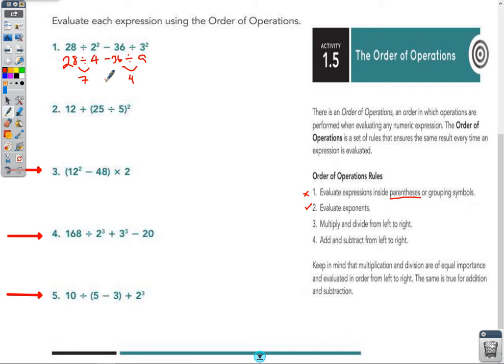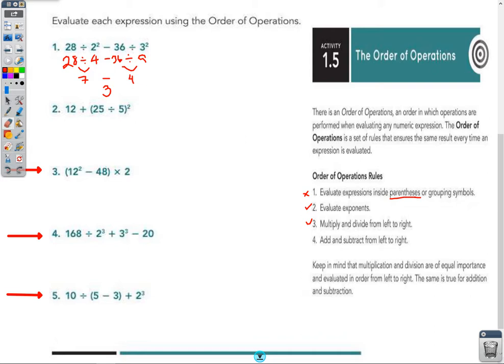I'm going to bring down my minus sign. And so now 7 minus 4. I've done my multiplication and division. There's nothing left. My last step is to add and subtract from left to right. Well, 7 minus 4 is the only thing left, and 7 minus 4 gives me 3. So the final answer to this expression is just 3. Let's look at number 2.